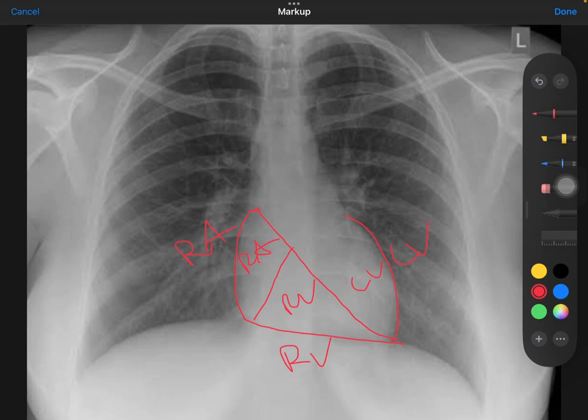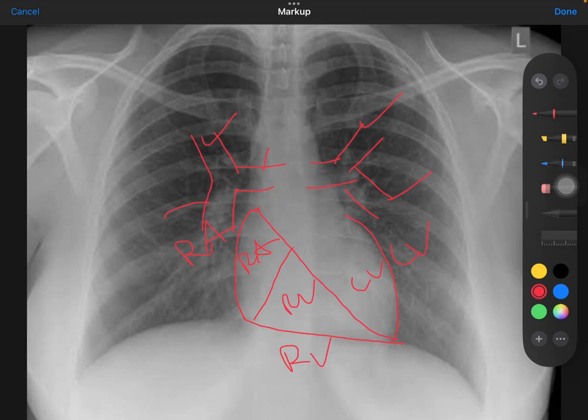Now you see these hazy structures on the left side. These are nothing but pulmonary vessels. This is the main pulmonary trunk. These are the branches: the upper branch and the lower branch, on the right side and on the left side. This is the left main pulmonary artery. This is the right main pulmonary artery.